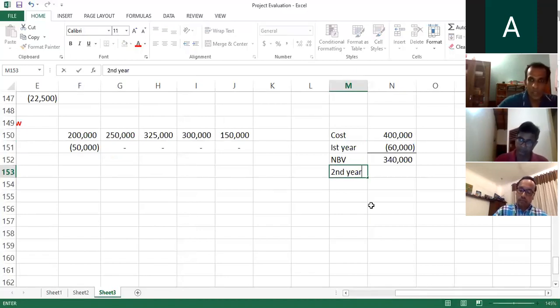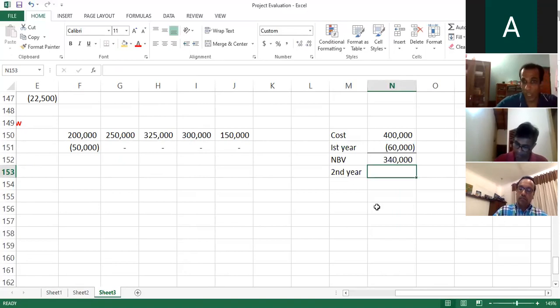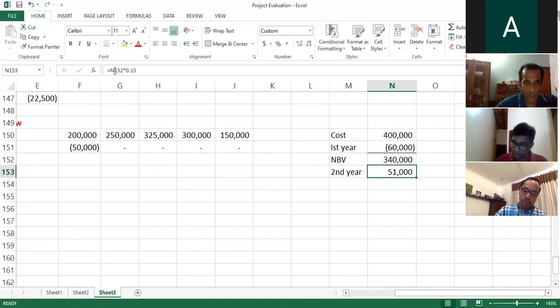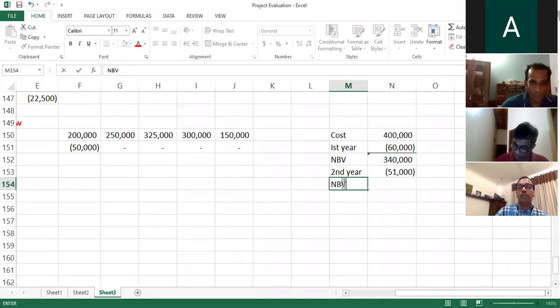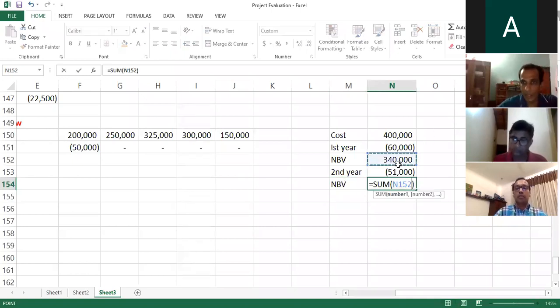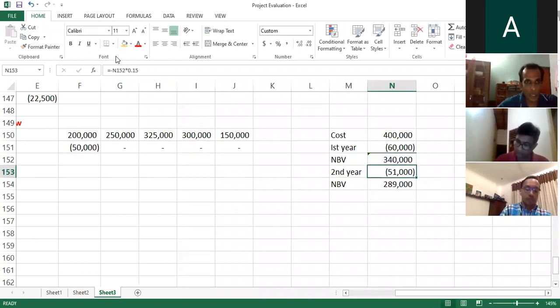Again 15%, 15% on 340,000. That means what is the depreciation expense? The depreciation expense is 51,000. And then the net book value after the second year, what is the net book value? 289,000.